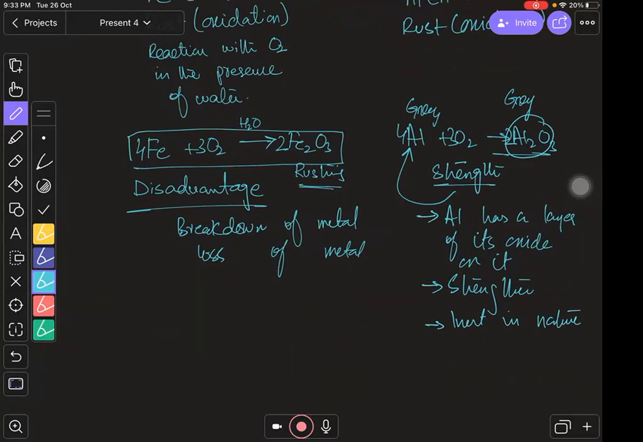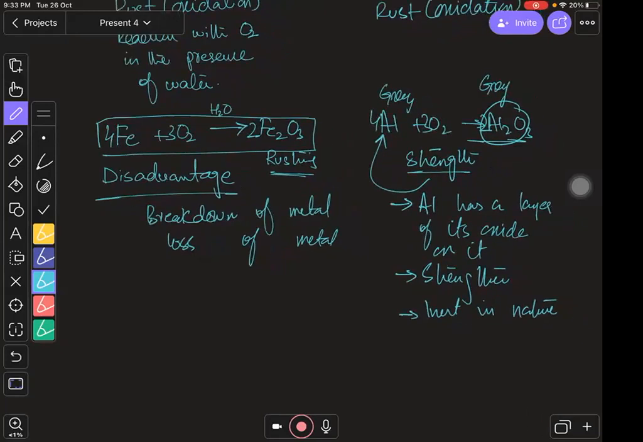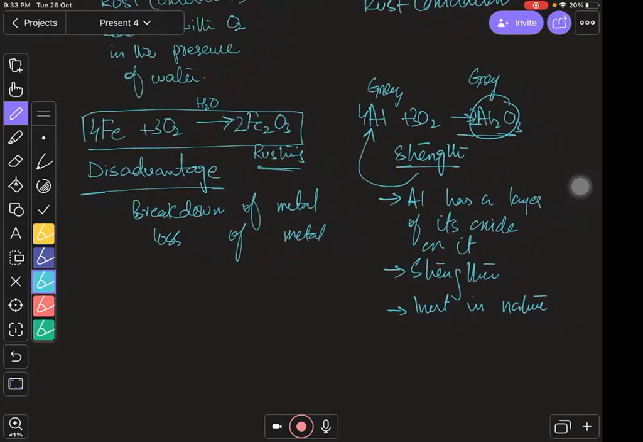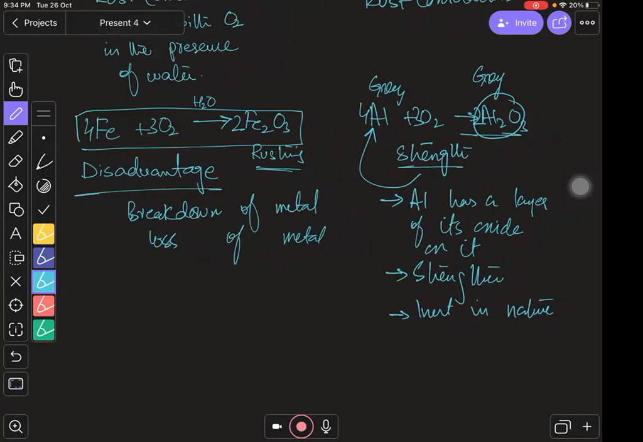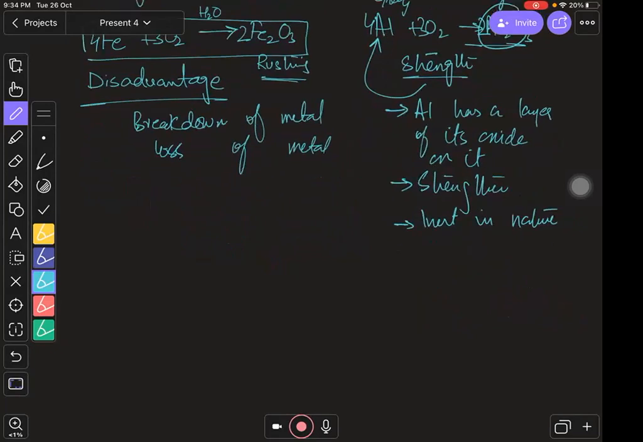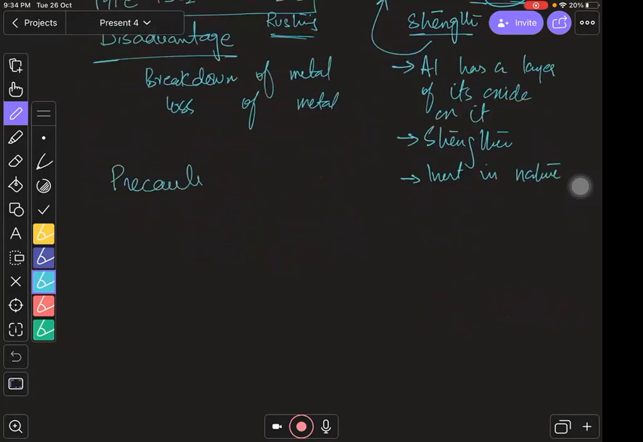नाउ आई एम जस्ट गोइंग टू टेल यू दैट रस्टिंग कभी कभार काम भी आ सकती है और कभी कभार नुकसान भी हमें पहुंचा सकती है। सो जब आयरन की रस्टिंग होगी तो इट इज वेरी डेंजरस फॉर अस, इट इज लॉस ऑफ मेटल राइट नाउ, बट अगर वही रस्टिंग एल्युमिनियम पे हो जाए इट इज वेरी बेनिफिशियल फॉर अस। तो एल्युमिनियम को बहुत सारी जगह पर हम यूज कर सकते हैं इसकी वजह से। नाउ व्हाट आर द प्रिकॉशंस फॉर रस्टिंग?